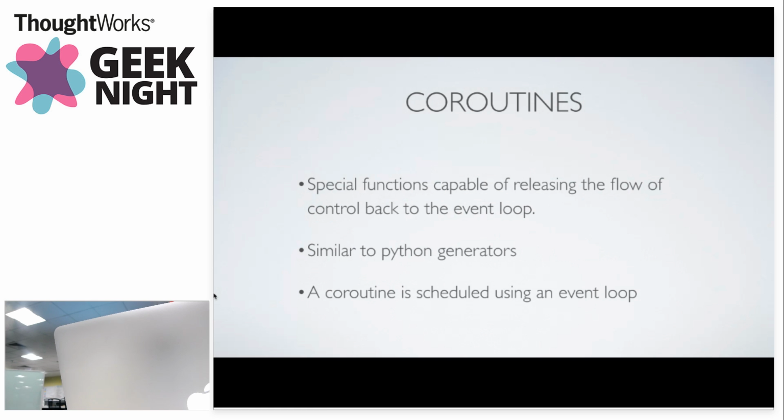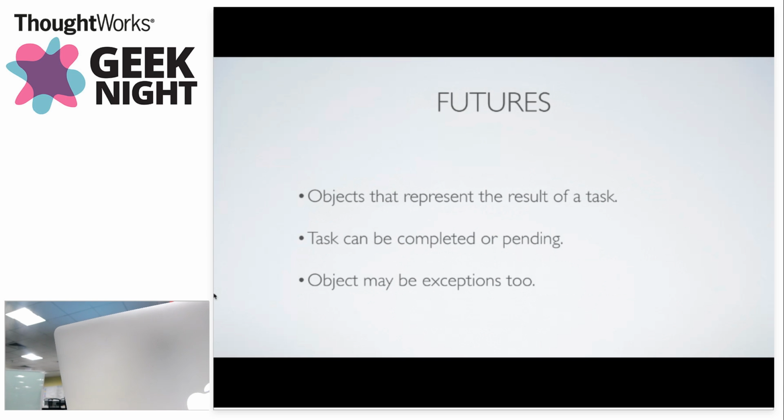Whenever a coroutine is blocked by IO, we can give back the control flow to the event loop so that it can execute the next coroutine. And futures are nothing but objects. It's just a type, the type of the object which you feed into the event loop to get executed. The objects may sometimes be exceptions, completed tasks, or pending tasks.